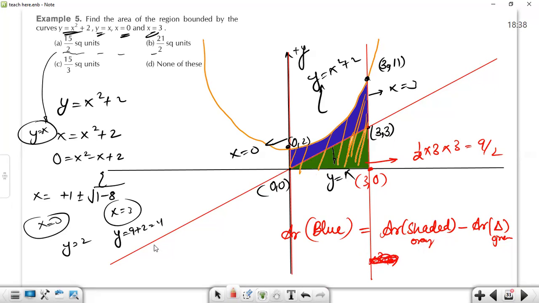For the area of the shaded region, we'll integrate this curve's function in terms of x from where? From 0 to 3. And after that, we'll subtract the area of the triangle, which is 9 by 2. Are you able to understand this basic thing? Yeah, sir. Yeah, so now the integration is very easy.